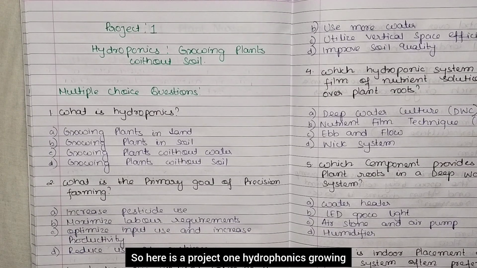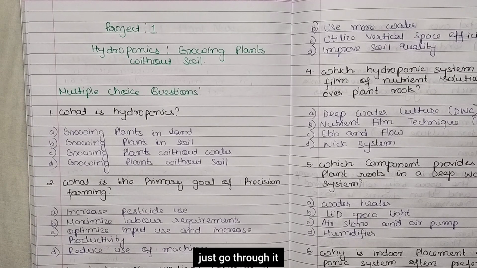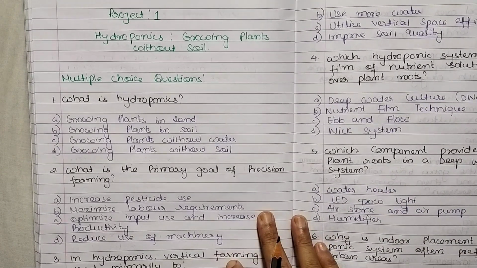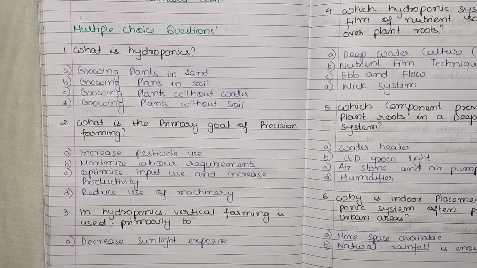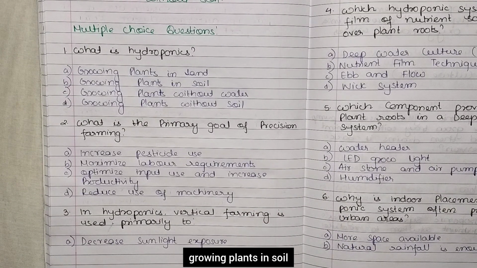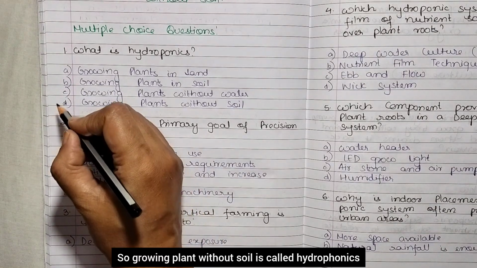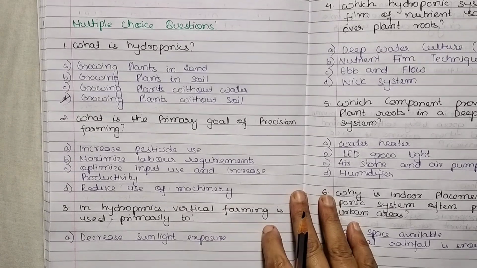So here is the project 1, hydroponics: growing plants without soil. MCQs are there for standard 8. Since I found this chapter very interesting, I went through it and collected some MCQs for you. The MCQs are like this. What is hydroponics? The options are growing plants in sand, growing plants in soil, growing plants without water, growing plants without soil. So growing plants without soil is called hydroponics.